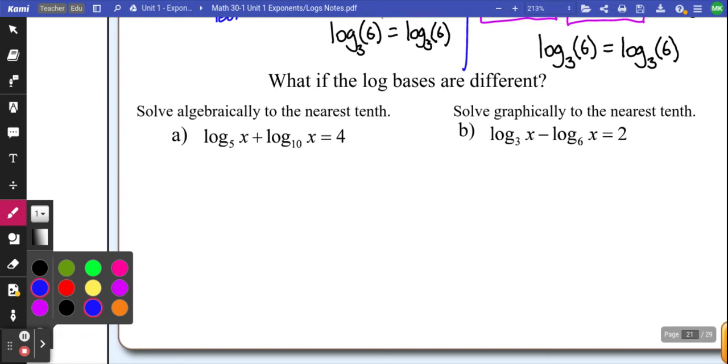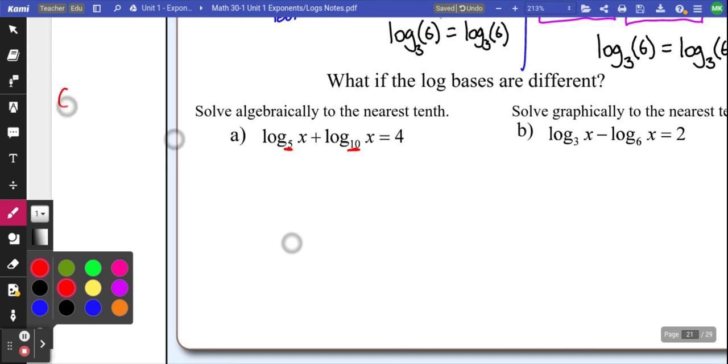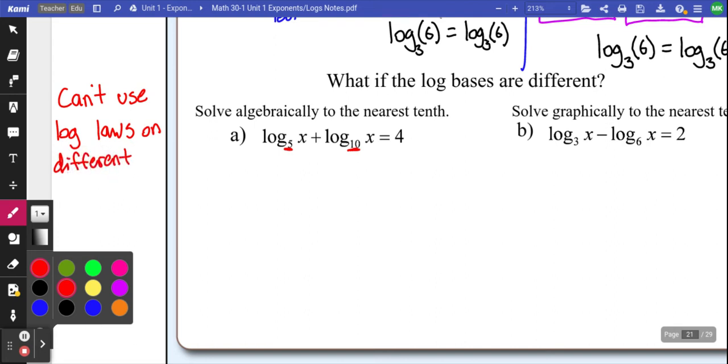Solve algebraically to the nearest tenth. What's the problem with this question? If you look at it right now, they're not like bases. That's a massive problem for us. As soon as I look at that, it's scary because now it's like, what do I do? I cannot do log laws. Make that very clear. I can't use log laws here on different bases. I guarantee there would be an answer for if you did combine those logs. That would be one of the trick answers. You can't combine those.